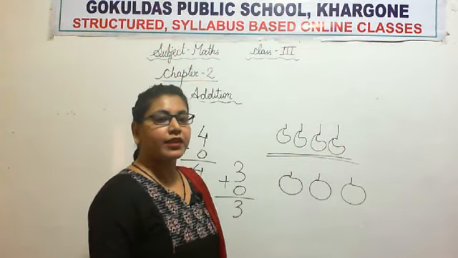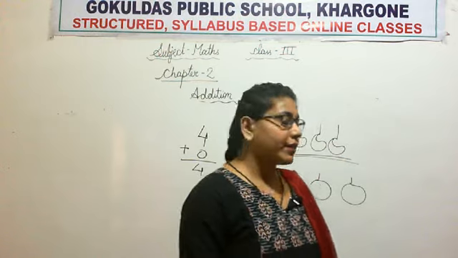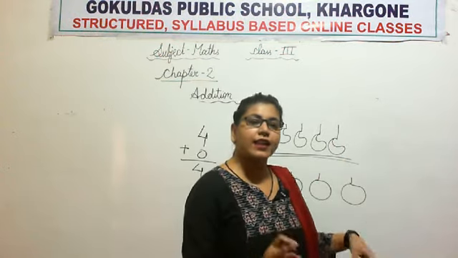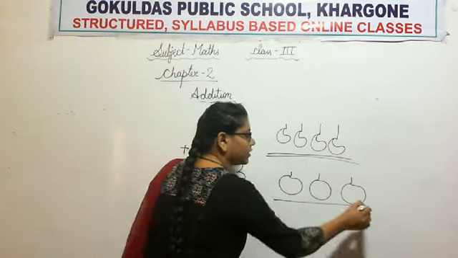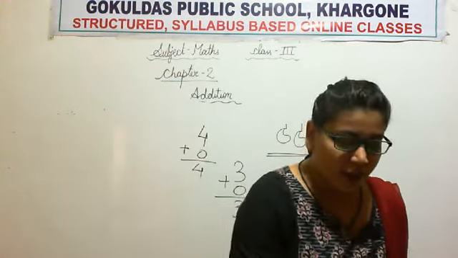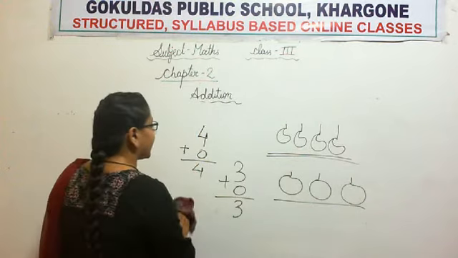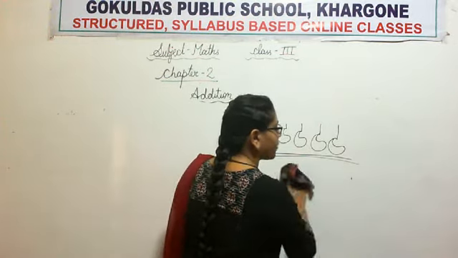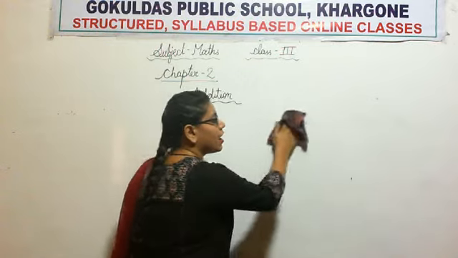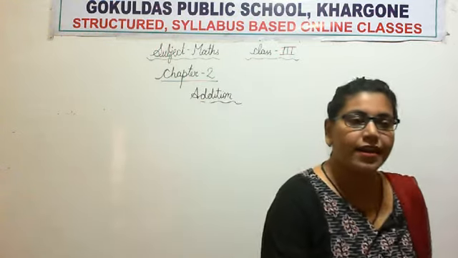Okay, and I haven't given you any tomato. It means you are having 3 tomatoes and I am not giving you any tomato. It means you are having only 3 tomatoes. So adding 0 means adding nothing. We are not going to add anything. So whenever we add 0 to any number, we get the number itself.